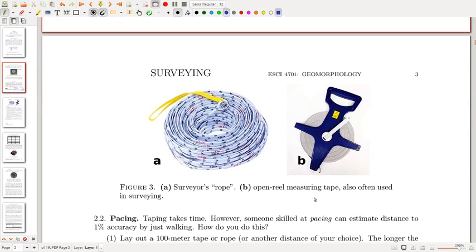And here's an example here. On the left-hand side, this is a surveyor's rope. And on the right-hand side, this is a tape. And at the University of Minnesota, we have both of these.